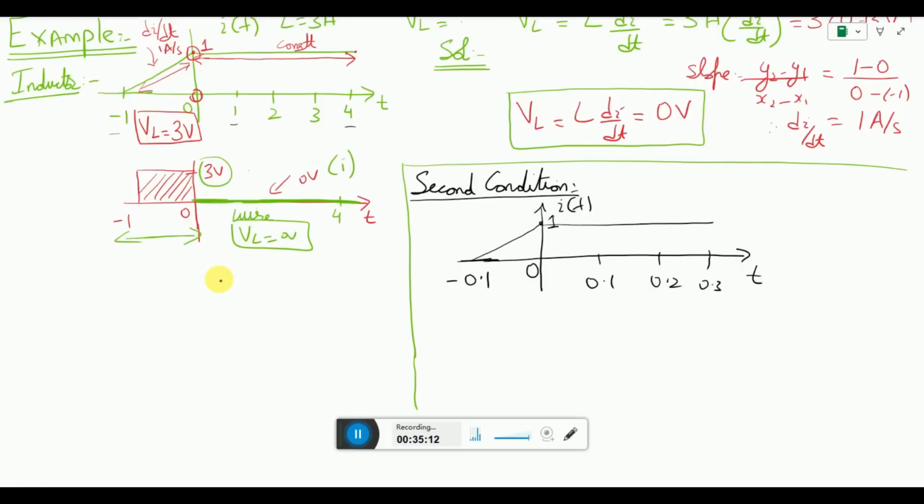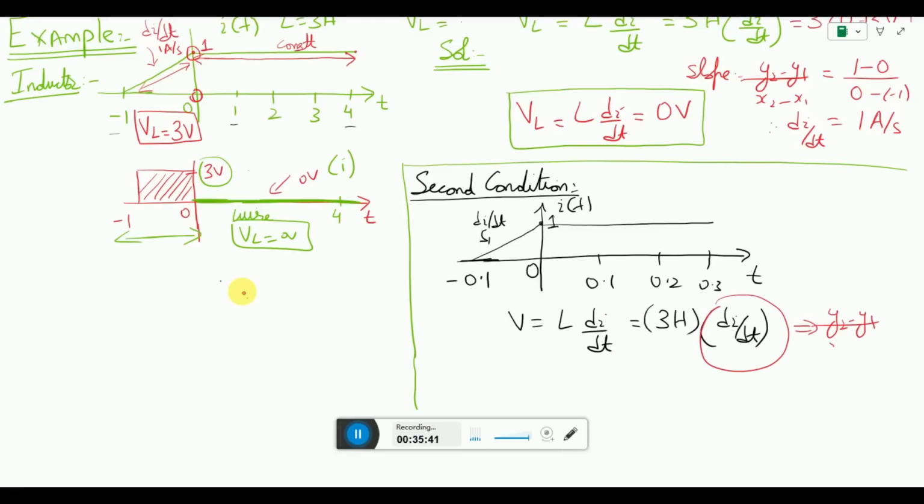So now let us find the voltage. The voltage is equal to L di by dt. We know the value of L remains 3 Henry, and now what is di by dt? We need to know the value of di by dt at this slope. So if we go back to the equation of slope, y2 minus y1 divided by x2 minus x1, it comes out to be 10 ampere per second.